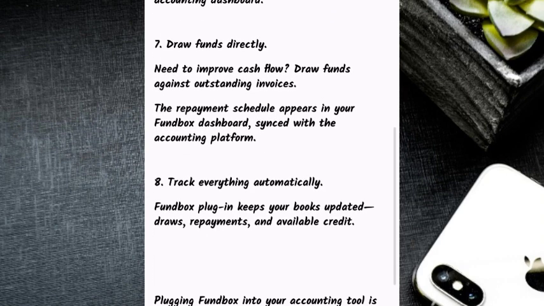Next is to draw funds directly. Now, if you need to improve cash flow, you can draw funds against outstanding invoices. The repayment schedule appears in your Fundbox dashboard, synchronized with the accounting platform. Next is to track everything automatically. Fundbox plugin keeps your books updated, draws, repayments, and of course available credits.